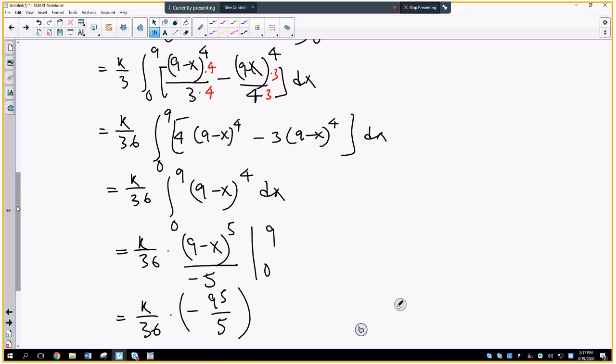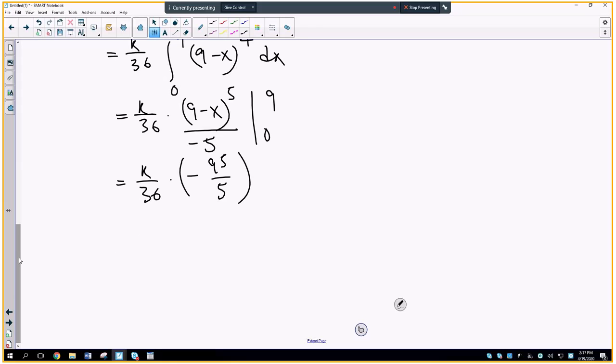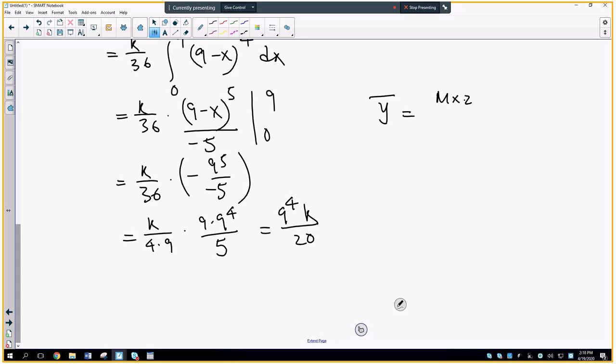So that requires a little more simplification. And since I had a minus on the 5, these two minuses will make each other positive. And I will get k over 4 times 9, that's your 36, times 9 times 9 to the power 4 over 5. So what I get is 9 to the power 4k over 20. And that's mxz.